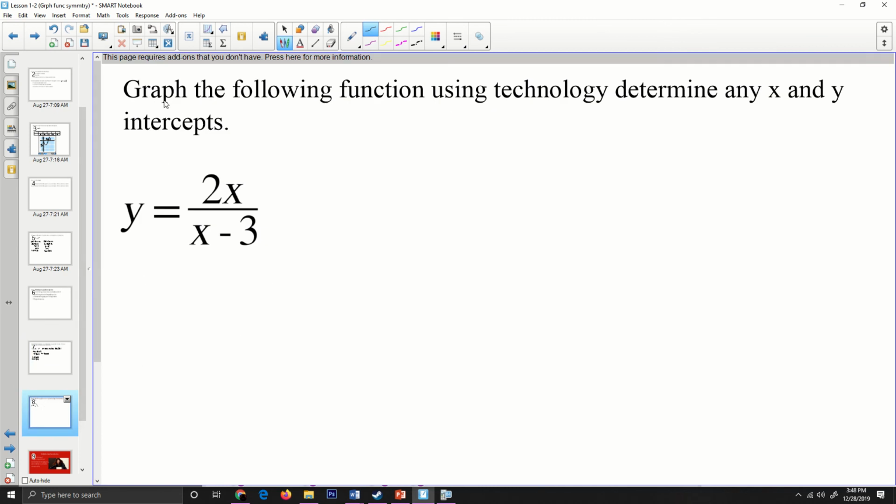Now, let's say graph the following function using technology and determine any x and y intercepts. So now we have this division expression. We have y equals 2x over x minus 3. Now the good news is it's already in y equals form, and so we don't have to worry about that so much. We don't have to shift any functions around. We can just type it in as is.